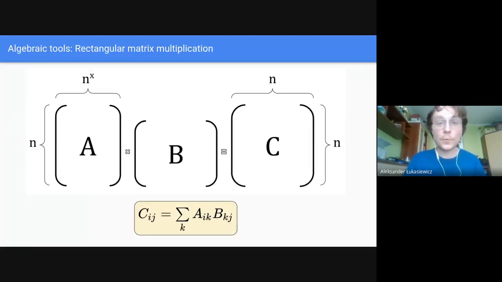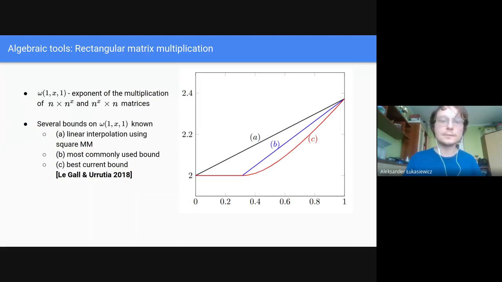Yeah, so now I will talk about our solution. We will use the power of rectangular matrix multiplication. It turns out that you can multiply it slightly faster than n to omega, and there are numerous bounds known. The most important thing that we need to remember is the notation. We denote by omega 1 x 1 the exponent of the fastest multiplication of n times n to x and n to x times n matrices. Okay.